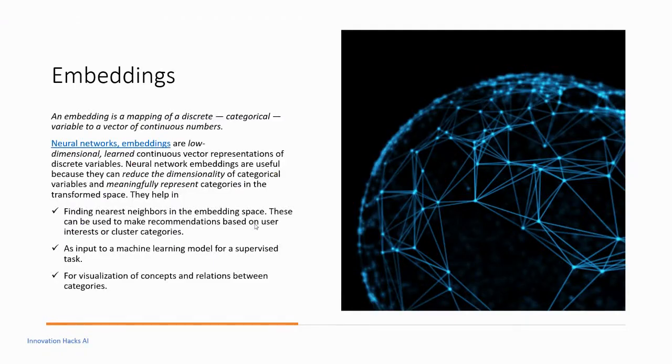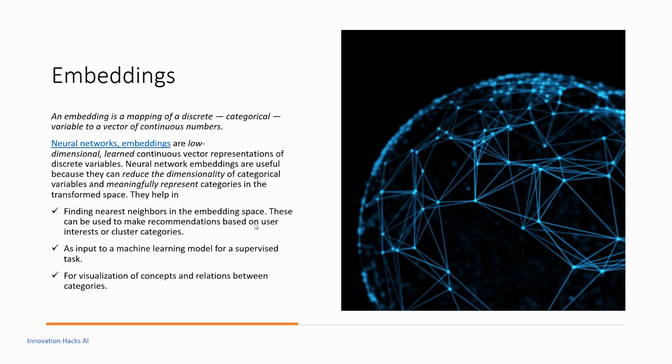So embeddings basically is a map. I want to get over a little bit of the technicality. Embeddings is the mapping of a discrete categorical variable to a vector of continuous numbers. Neural net embeddings are low-dimensional, learned continuous vector representations of discrete values. They are useful because they can help reduce the dimensionality of categorical variables and meaningfully represent categories in the transformed space.